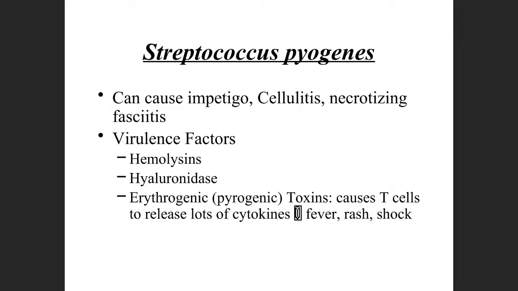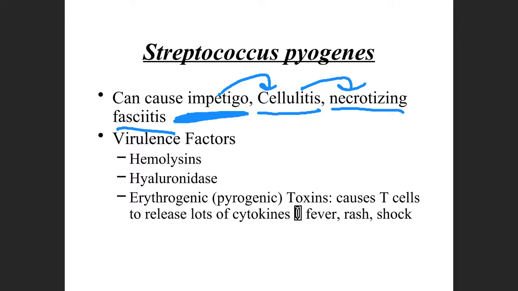pyogenes. So Streptococcus pyogenes can cause a variety of different types of skin infections, from impetigo, again, which is what we just talked about with Staph aureus, but about 20% of cases of impetigo are caused by strep. It can also lead to cellulitis and then possibly necrotizing fasciitis. The order I've got these listed in is: a strep infection might start off as impetigo and then become cellulitis and then become necrotizing fasciitis. Necrotizing fasciitis is the flesh-eating disease, or they might refer to it as the flesh-eating bacteria.